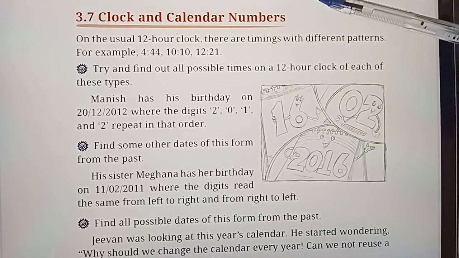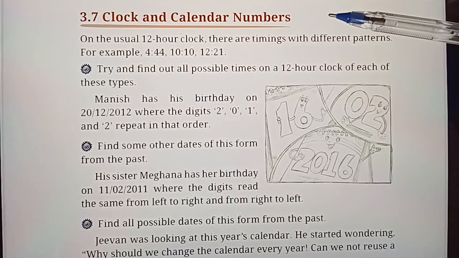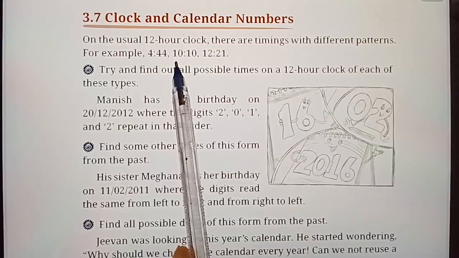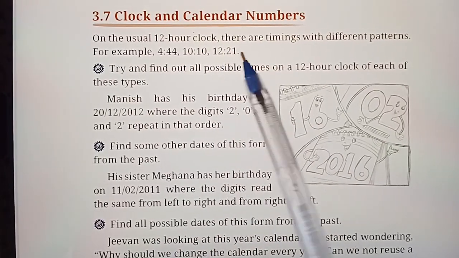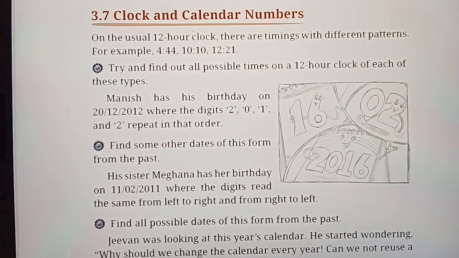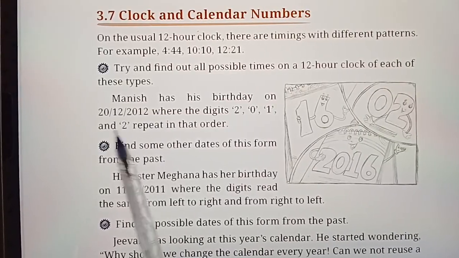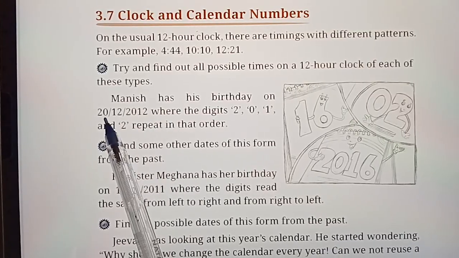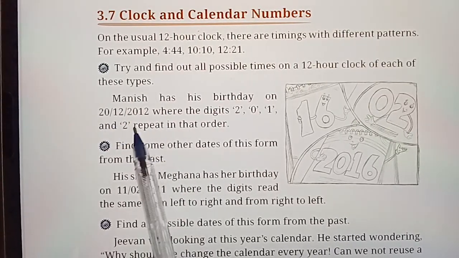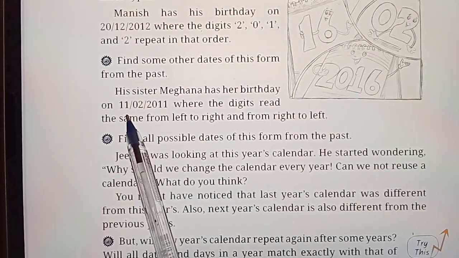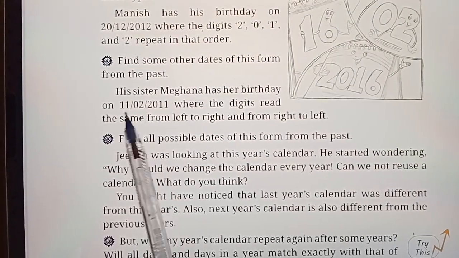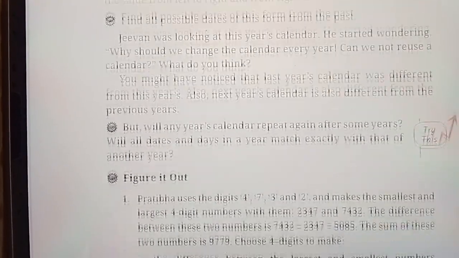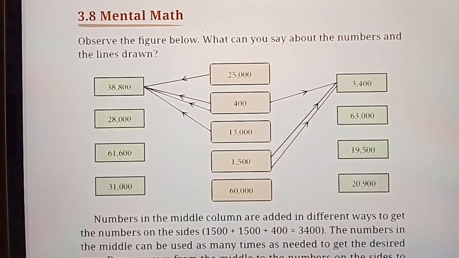The next topic is clock and calendar numbers. We know that in clocks and calendars we use numbers, and all these numbers have different patterns. For example, 444, 1010, 1221, and in clocks we find 1111. So these are all patterns in a clock. Another example is in the calendar. In calendars you can see 2012, 2012, so it's appearing in a pattern. Another example is 1102 and 2011. When you reverse these 4 digits, you will get 2011. So this is also a pattern. So these are how patterns appear in calendars and clocks.